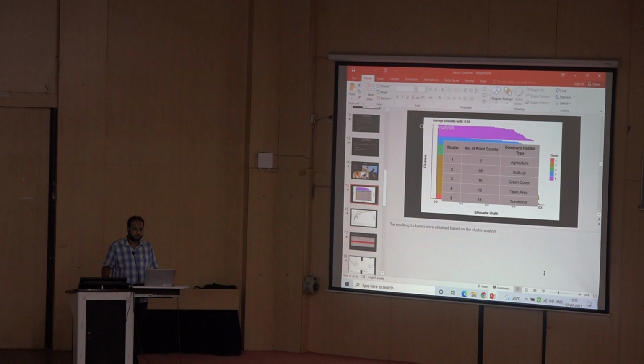So it would have been interesting if you had mentioned the study area, like how many points, and you could have made a relationship between the number of points and the area.